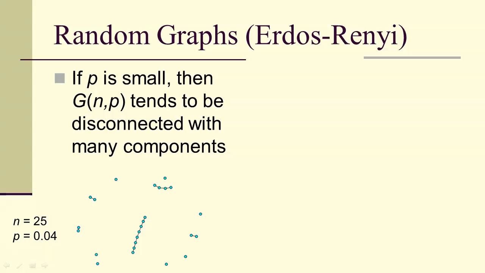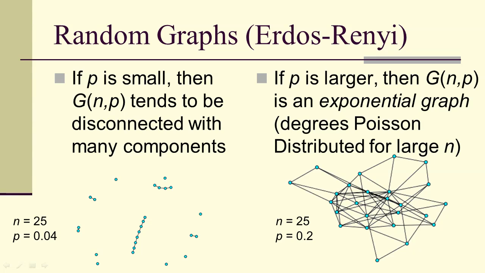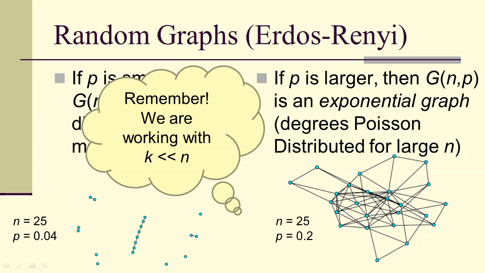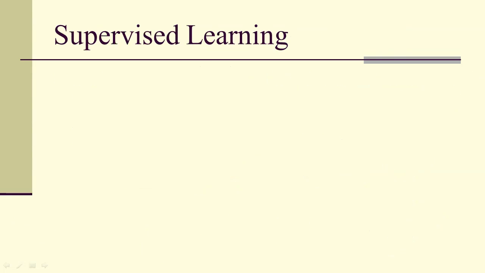So if p is small, then the random graph tends to be disconnected with many components. If it's larger, then we get what's called an exponential graph, where the degrees are Poisson distributed for some large n. And we're working with k much less than n here.